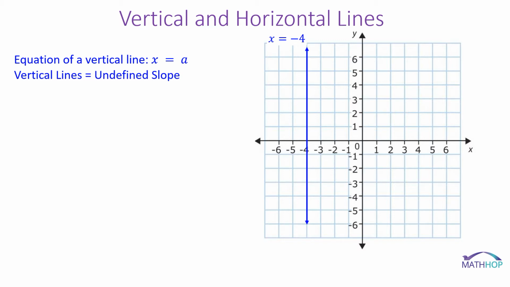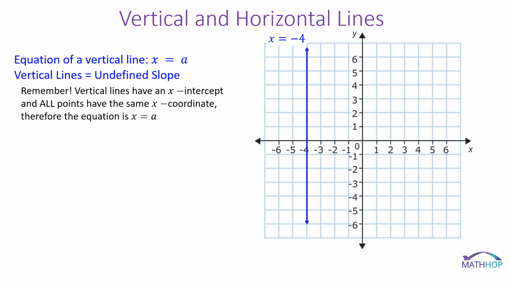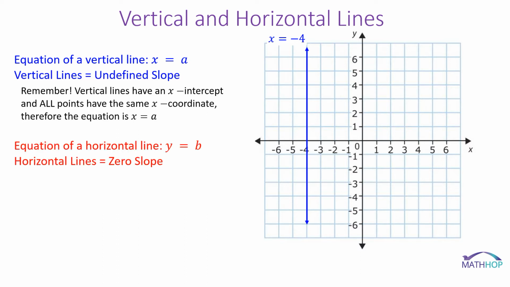Well, it crosses the x-axis. All of the x-coordinates are the same, so vertical lines are x equals equations. Now let's look at horizontal lines. Horizontal lines are y equals equations. They have a 0 slope.